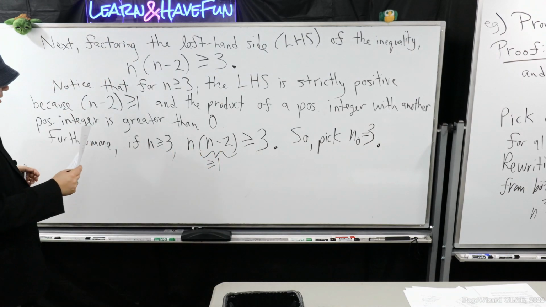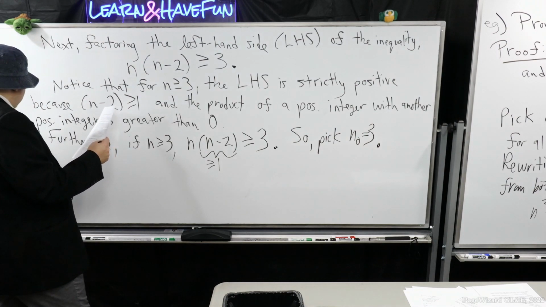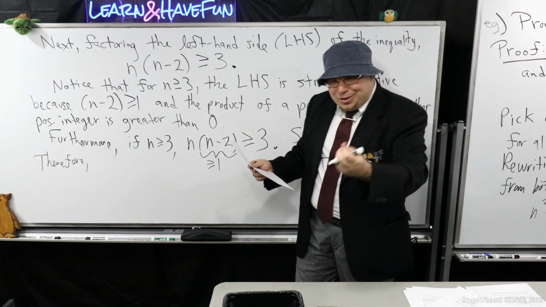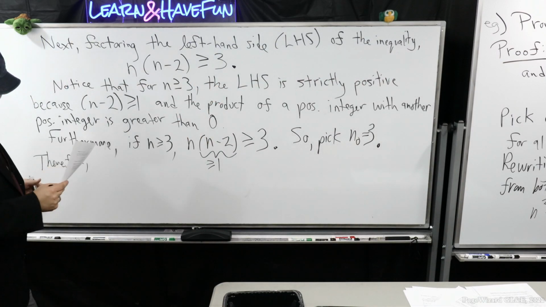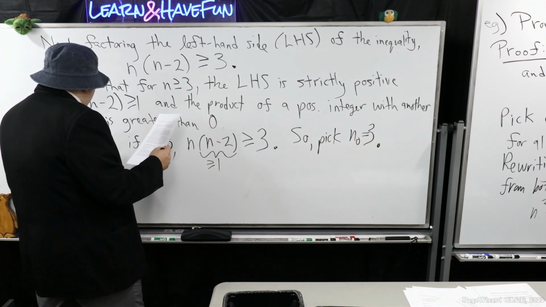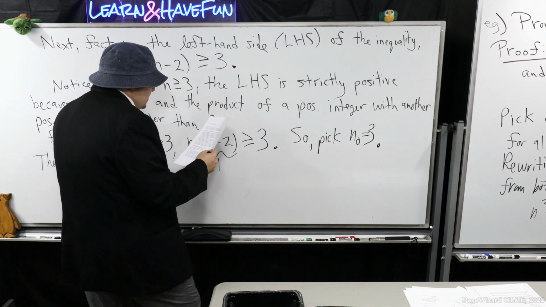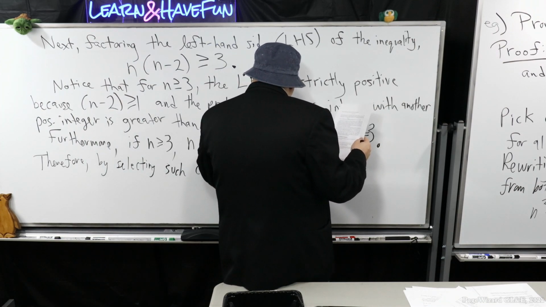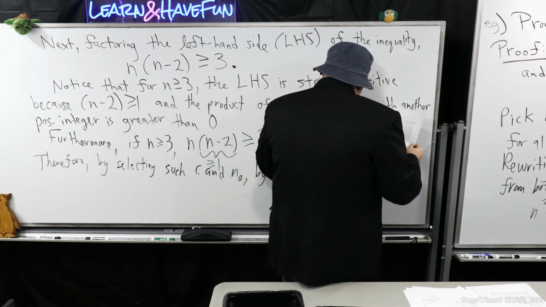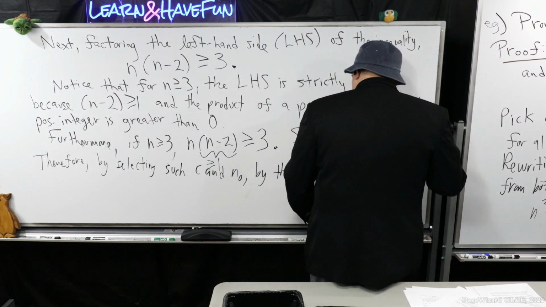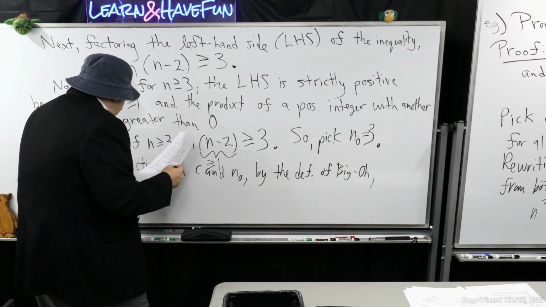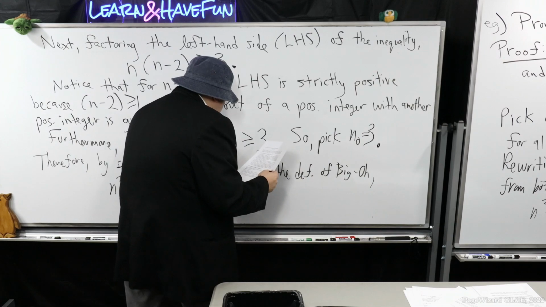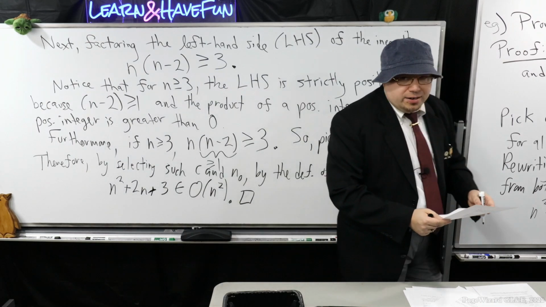I'm just going to invoke the definition of big O. So now I have the two constants, and I've checked them for you. Remember, this isn't just some magic here. This is actually a part of the argument. I gave you the two constants. Now you have to use the definition of big O to confirm it. Therefore, by selecting such C and n0, by the definition of big O, we have that n squared plus 2n plus 3 is big O of n squared. And we're done. Normally I mark the end of the proofs with this box here.